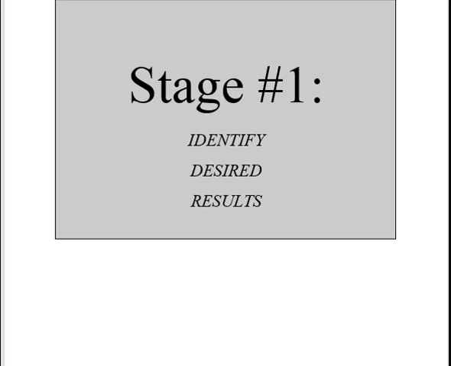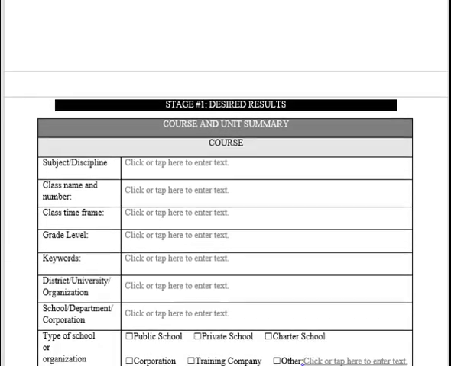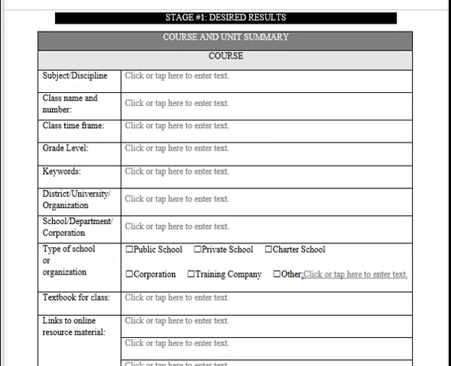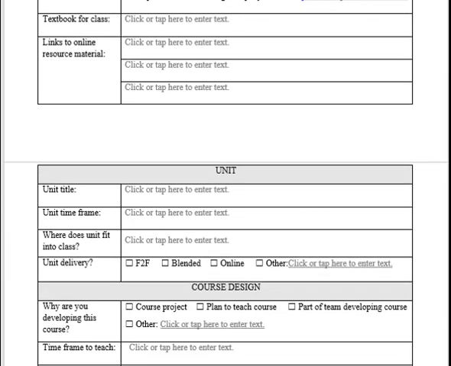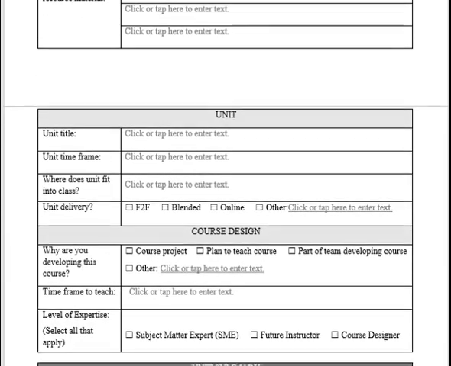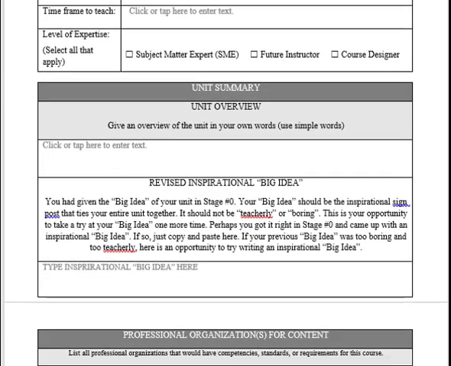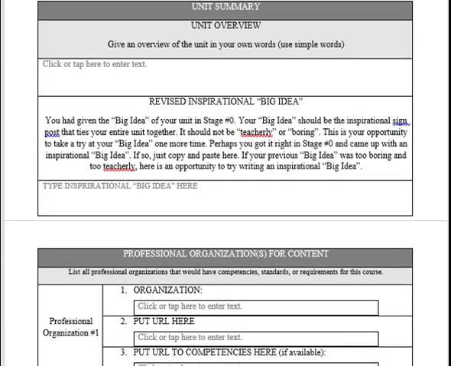Stage 1 of the Understanding by Design template identifies the desired results of your unit. The first area contains course and unit summaries, for example, the name of the class and the discipline. There's also an area for course design information. The next area is your unit summary, and this is where you will give an overview of what you will be teaching in your unit in your own words.